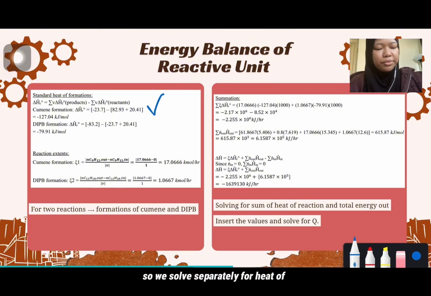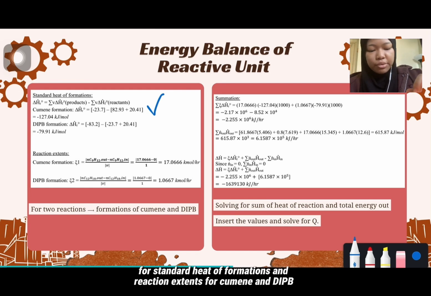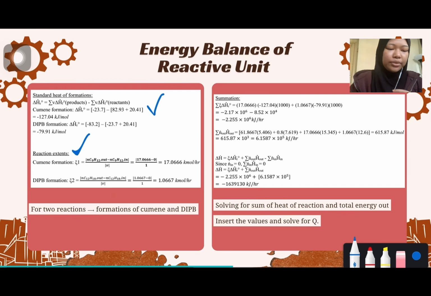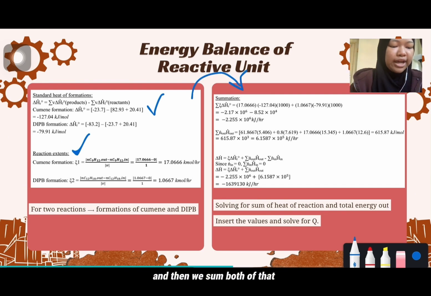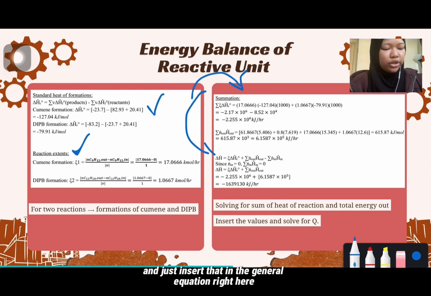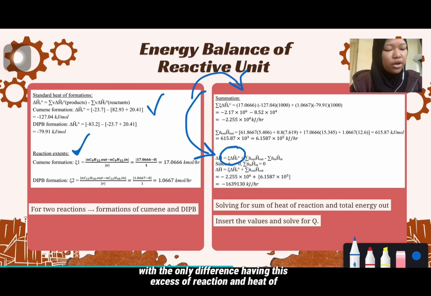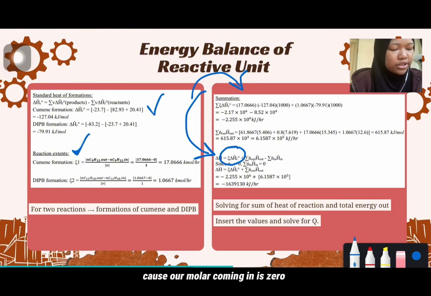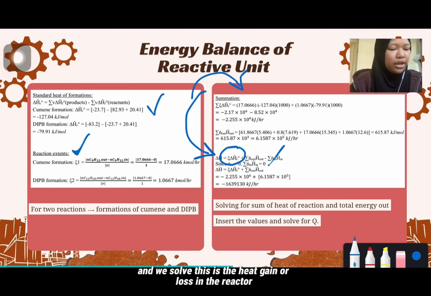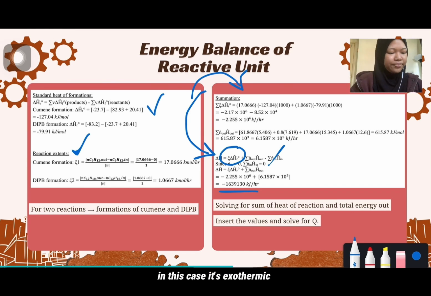So we solve separately for stated heat of formations and reaction extents for cumin and the IPB, and then we sum both of that and just insert that in the general equation right here, with the only difference having this extent of reaction and heat of reactions. And then we can cancel this out because our molar coming in is 0, so we can cancel this term out, and we solve. This is the heat gain or loss in the reactor. In this case, it's exothermic.